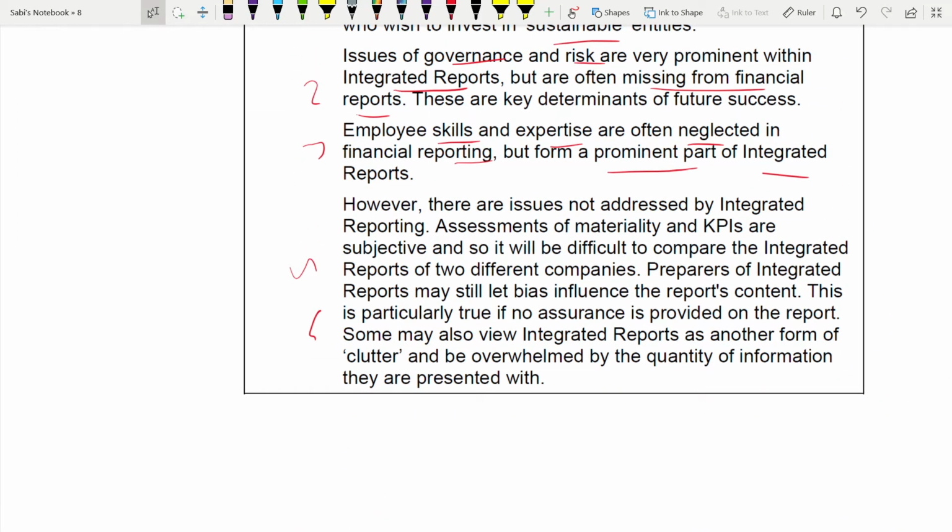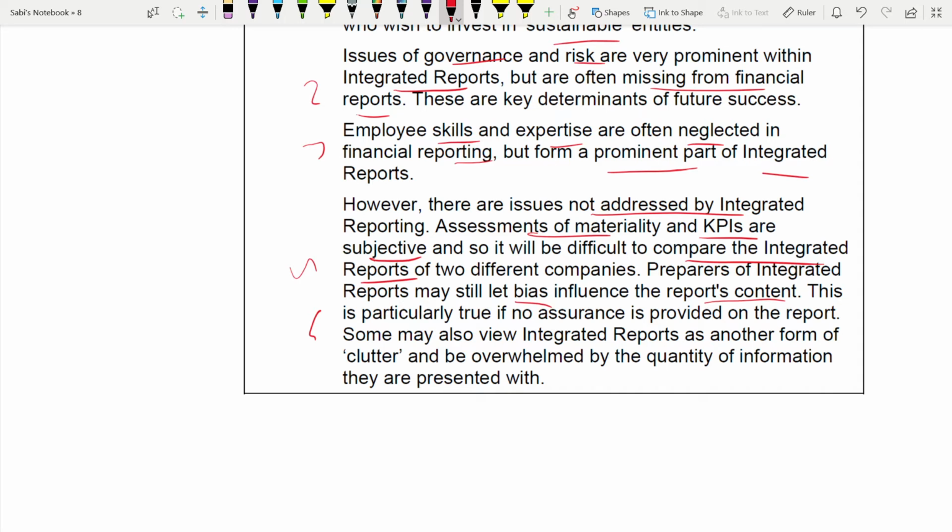But remember, they cannot solve the problem entirely. There are some issues that are not addressed by integrated reporting. What are they? Assessment of materiality. Still, you have to make a judgment to say what are material items that you have to include in integrated reporting. And also the KPIs that you are going to present under integrated reporting are very subjective. So it's very difficult in this case to compare the integrated reports of two different entities. Can you compare? No. Because each will be using different KPIs, which are very subjective, and what they put in for materiality might be different. So still there will be some bias in what they are going to put in the report.